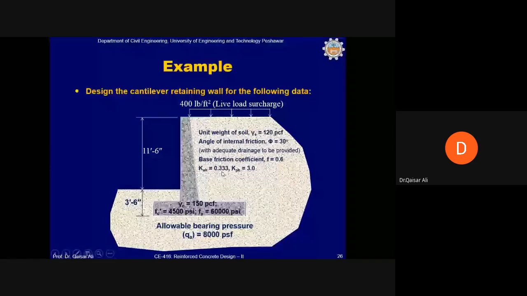There is a surcharge of 400 pound per square foot, and the density of concrete which is to be used in the design of the retaining wall is 150 pound per cubic foot, with compressive strength of 4500 psi and yield strength of 60,000 psi. The allowable bearing pressure is 8,000 psf or 8 ksf. This is the data given. We are required to design this retaining wall. We will be designing this retaining wall against all the failure modes.